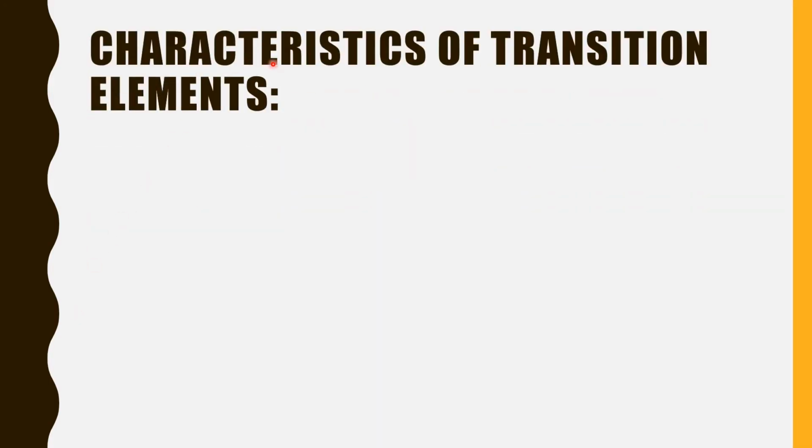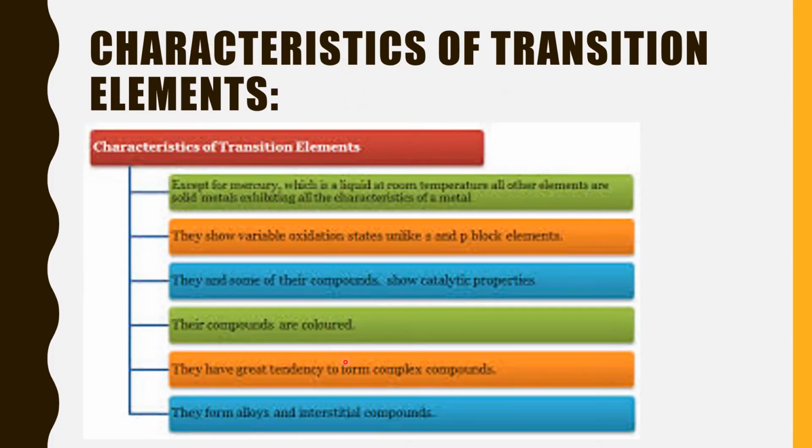Now let's see the characteristics of transition elements. Except for mercury, which is liquid at room temperature, all other elements are solid metals exhibiting all the characteristics of metals. The second one is they show variable oxidation states, unlike s and p block elements. In s and p block elements there is a certain oxidation state, but in d block elements there is variable oxidation state.